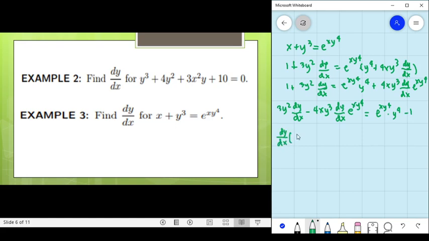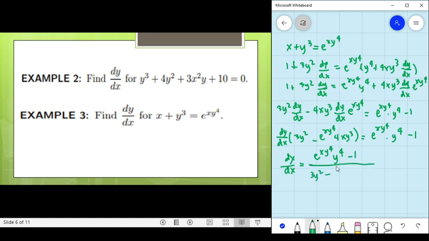or factoring dy over dx, so it should be 3y squared minus e to the xy to the fourth times 4xy cubed equals e to the xy to the fourth times y to the fourth minus 1, in which dy over dx is equal to e to the xy to the fourth times y to the fourth minus 1 all over 3y squared minus e to the xy to the fourth times 4xy cubed. Okay.